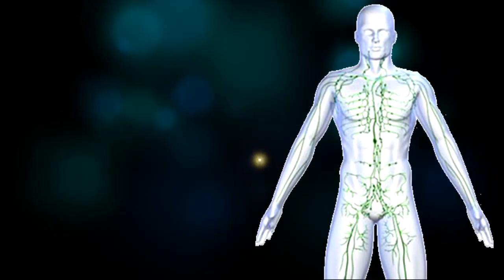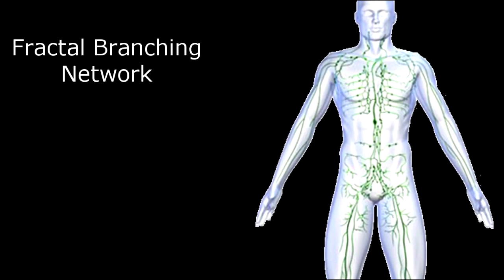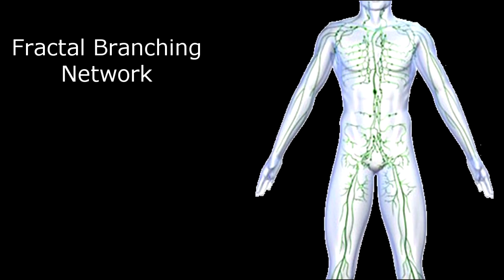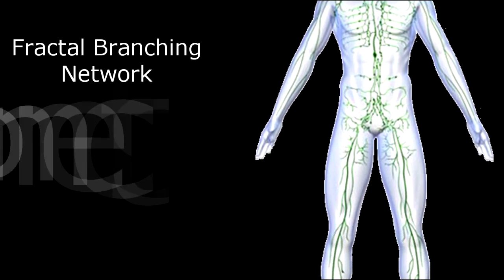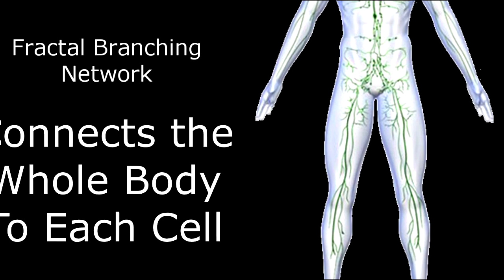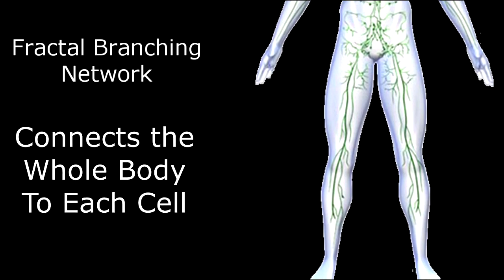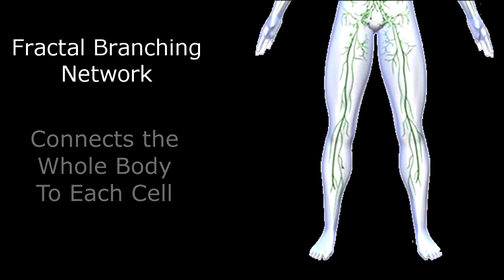Next level in your body after the whole body is the fractal branching network. This isn't as complicated as it sounds, but it's a technically correct term. What this does is it connects the whole body to each cell. So it's basically the everything in between.